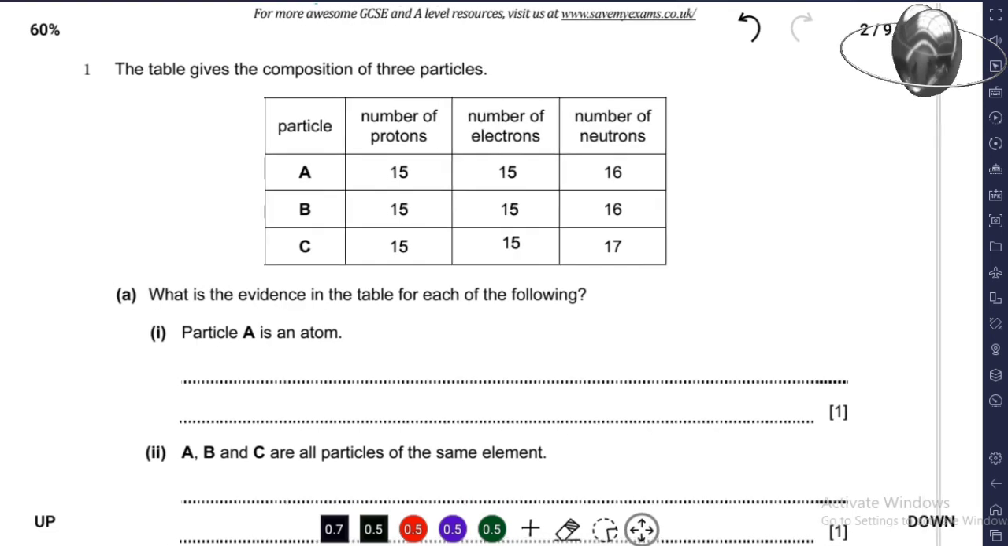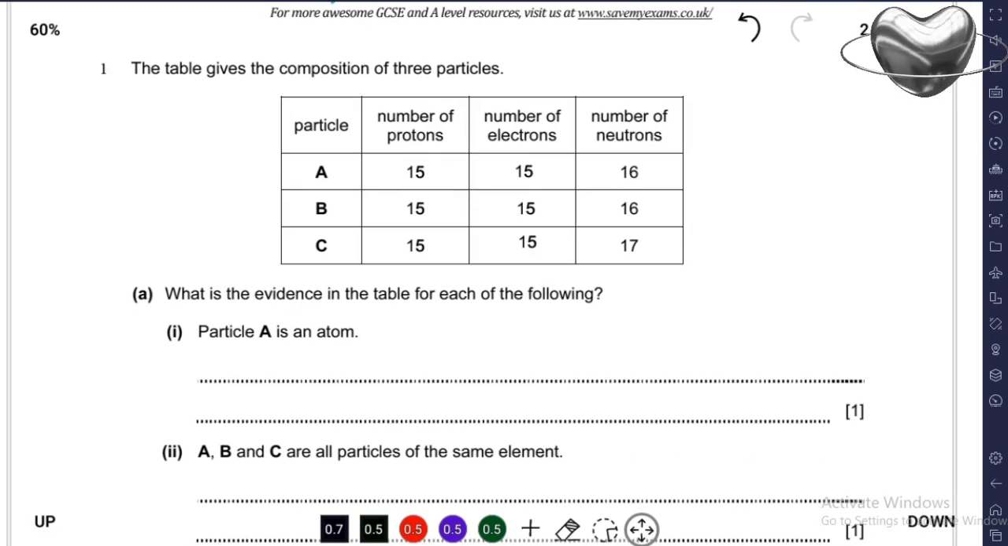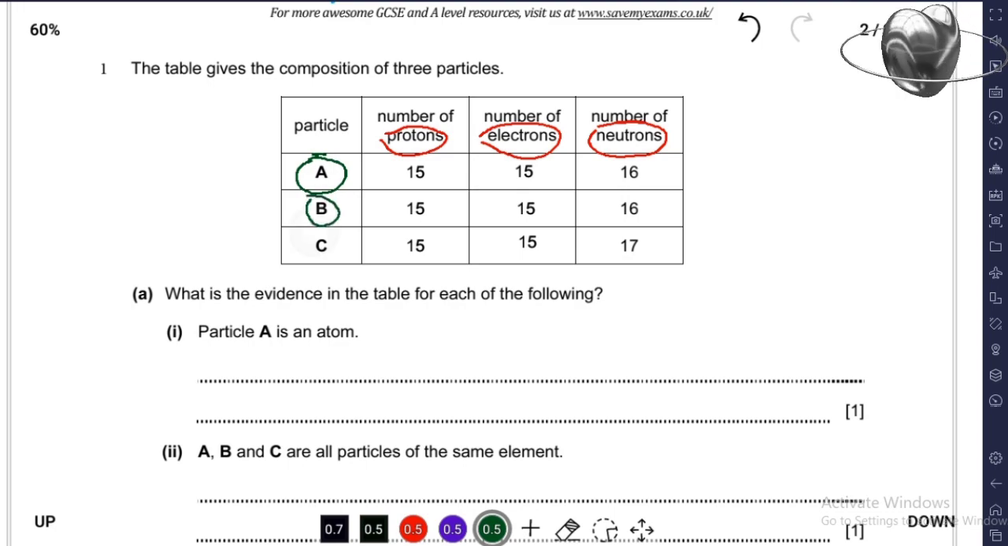Question number 1. The table gives the composition of 3 particles. We have 3 particles, the same particles we mentioned, and these are protons, electrons, and neutrons. And we have particles A, particles B, particles C. A is having 15 protons, B 15, C 15 protons, electrons 15, 15, 15, neutrons 16, 16, 17. What is the evidence in the table for each of the following?